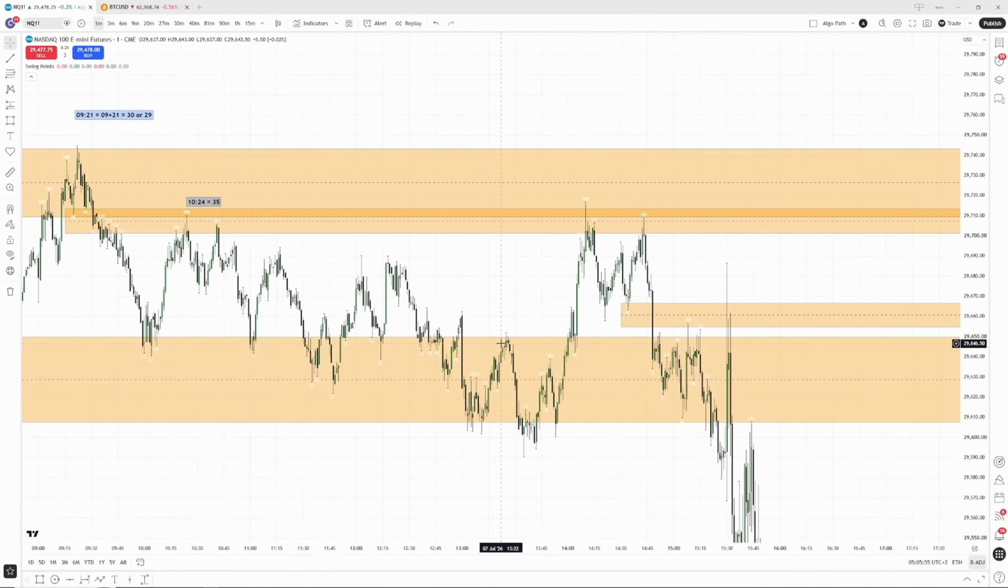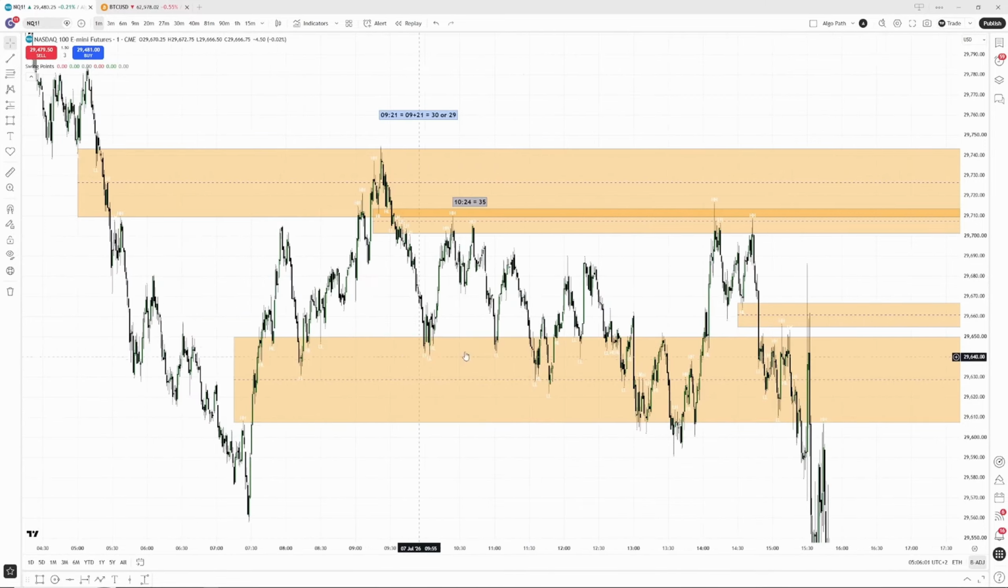Again 1304 and finally 1335. So all of this, you could have had 1, 2, 3, 4, 5, all these 5 trades in this FEG.